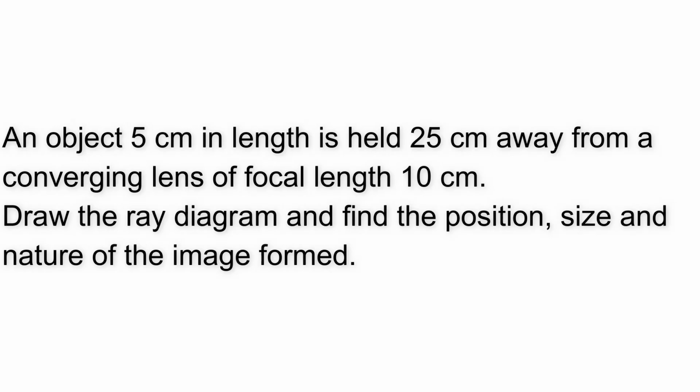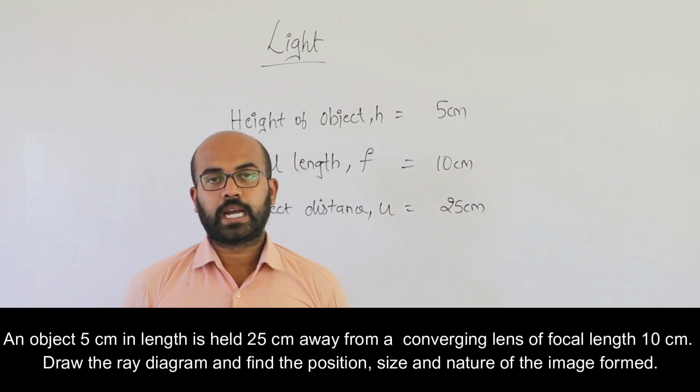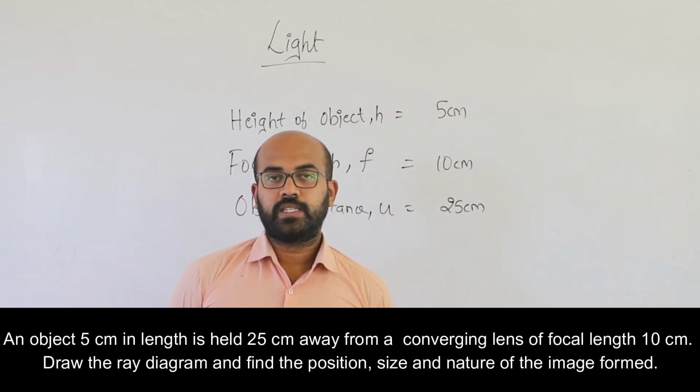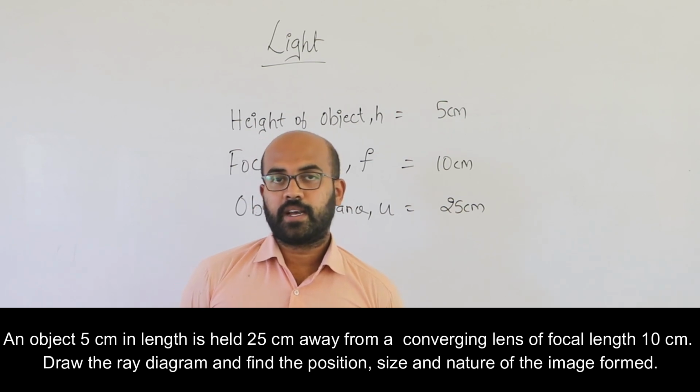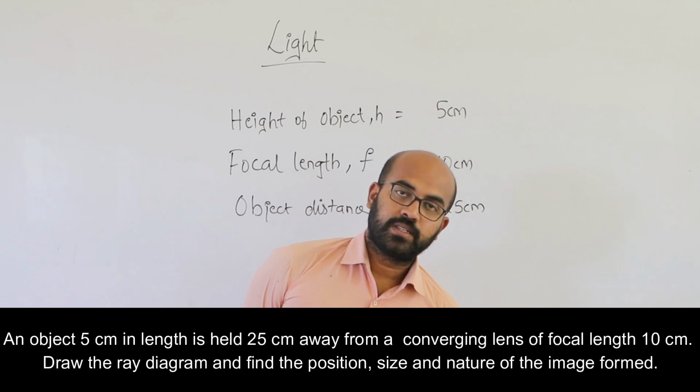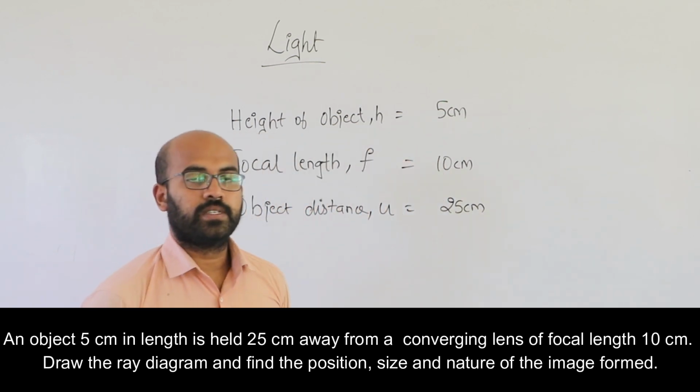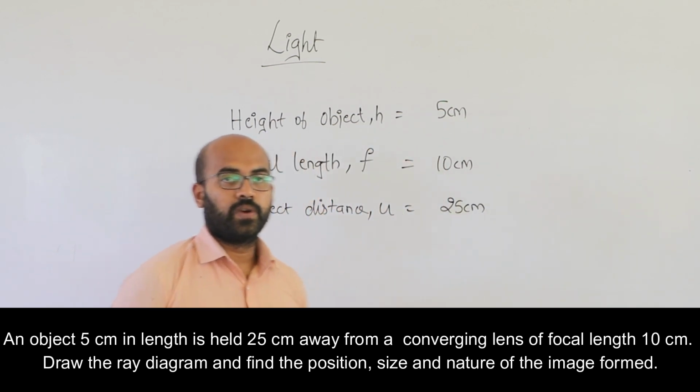So next question. An object 5 cm in length is held 25 cm away from a converging lens of focal length 10 cm. Find the position, size and nature of the image. So here what they have given is, it's a converging lens. Converging lens is only convex lens. A concave lens is diverging and a convex lens is converging. So it's a convex lens that they have given.